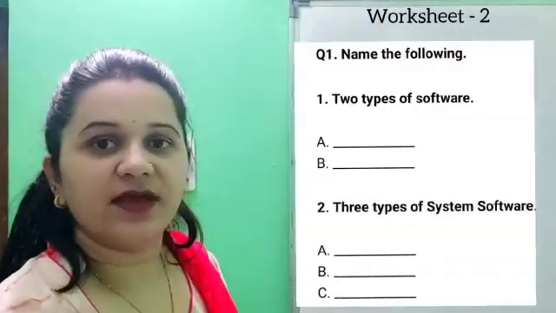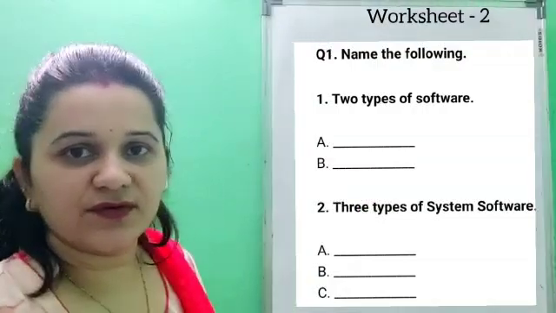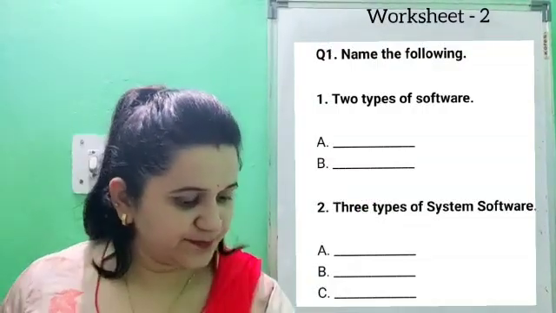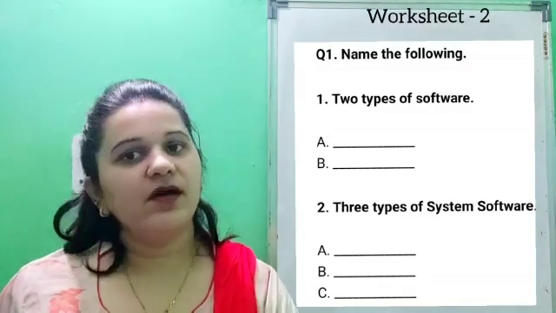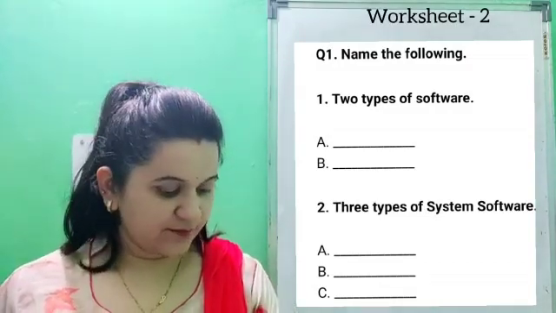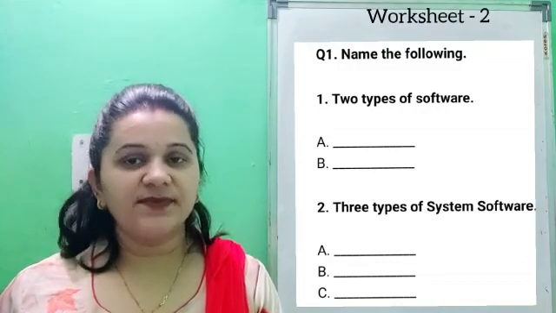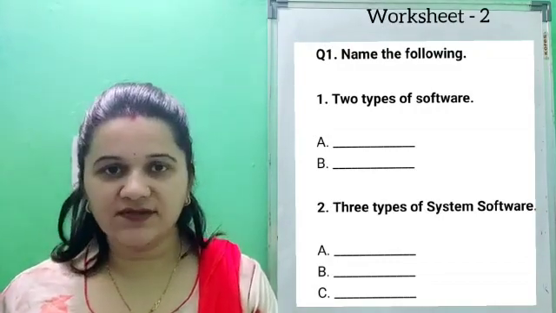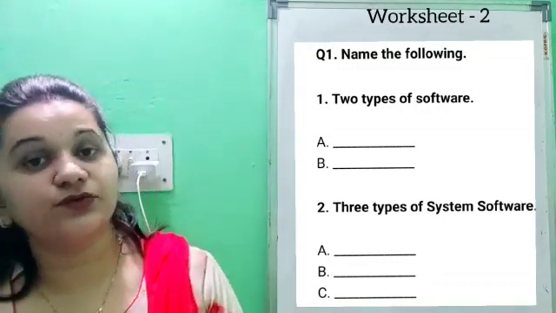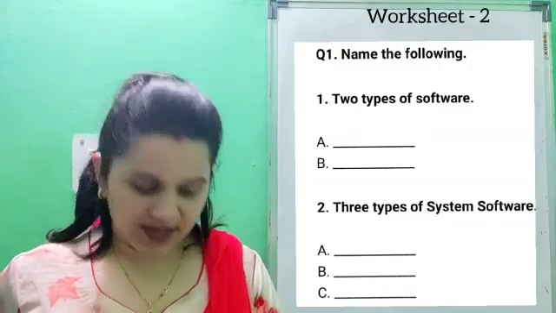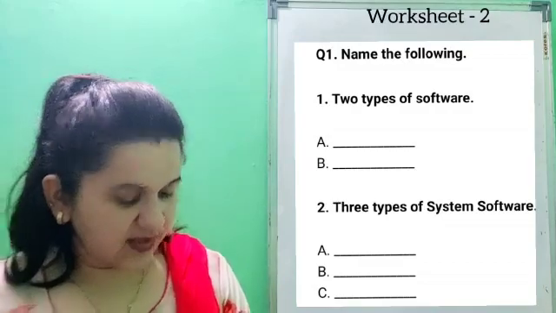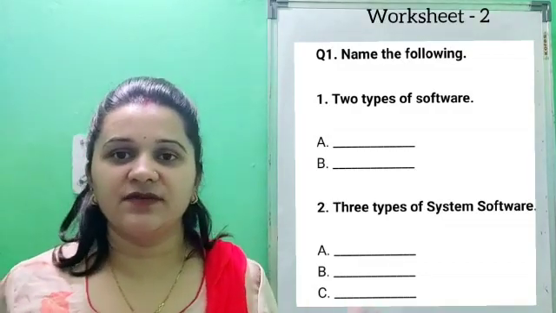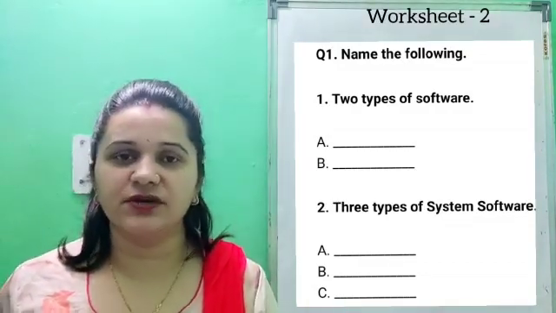Children, here comes our first question. Question number 1. Name the following. First, two types of software. You know the answer, children. You must have known what the two types of software are. Very good. Then you have to write down the answer. The space is given below. The way I have given you the question, the same way you have to note it down in your notebook.